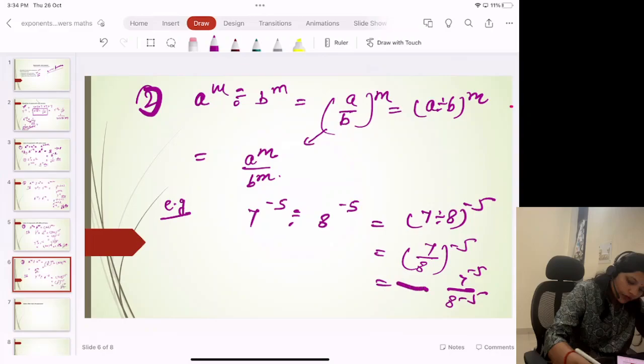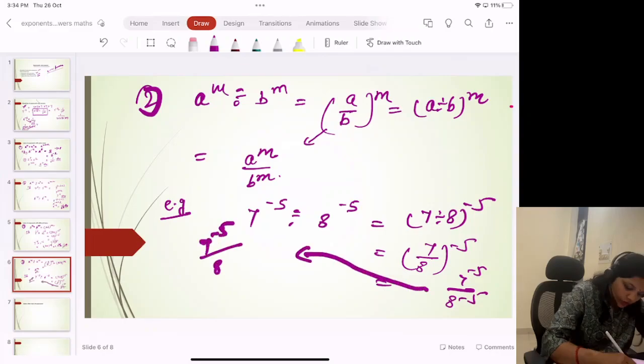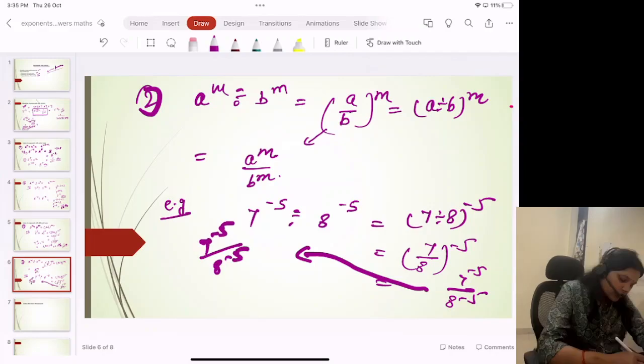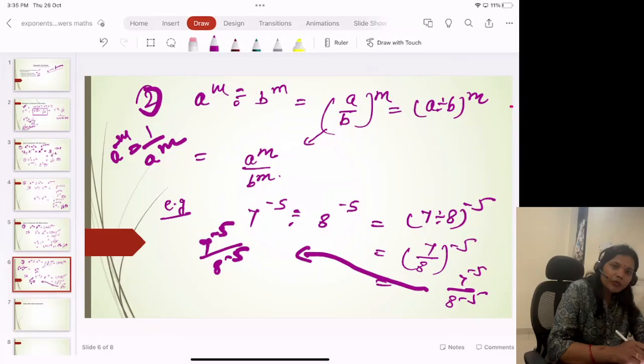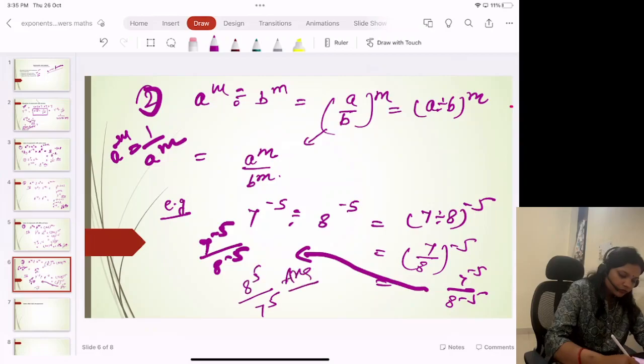Now, let us consider this. So 7 is also having minus 5, 8 is also having minus 5. So we know that, from the property we have studied, a to the power minus m is 1 upon a to the power m. When the negative power goes into the denominator, it becomes positive. Positive going into the numerator, it becomes negative. Similarly, when the numerator goes into the denominator, the power becomes positive. I hope there are no issues.